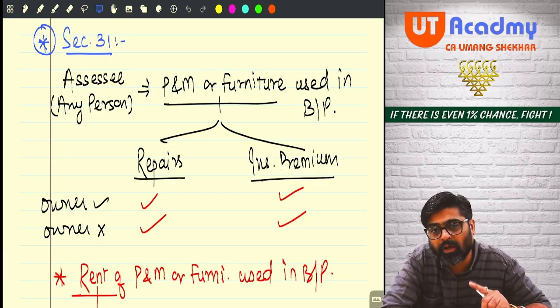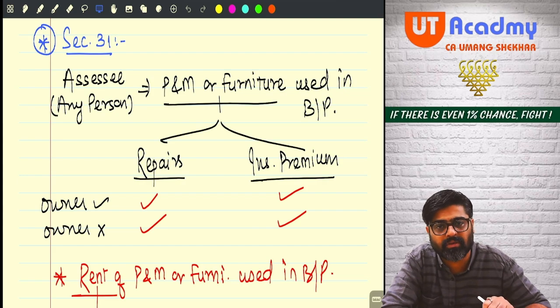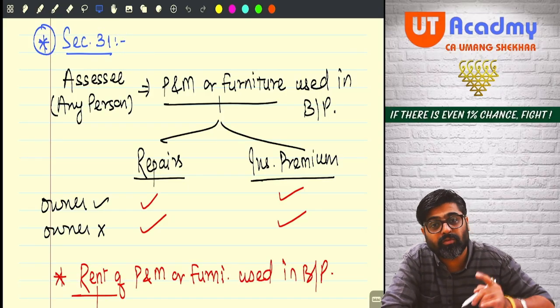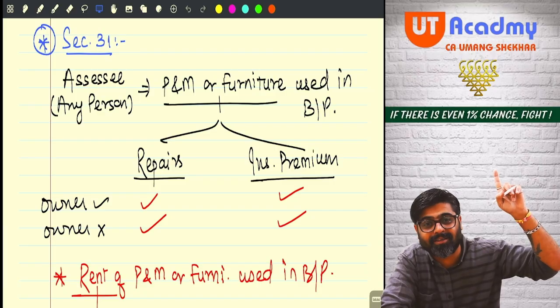But tell me, is it your business related expense? The answer is yes. The plant and machinery or the furniture is used in my business, sir. So any rent which I have paid for this plant and machinery or furniture is an expense related to my business, sir. But that expense you cannot claim under section 31. That expense will be allowed as a general deduction under section 37(1).